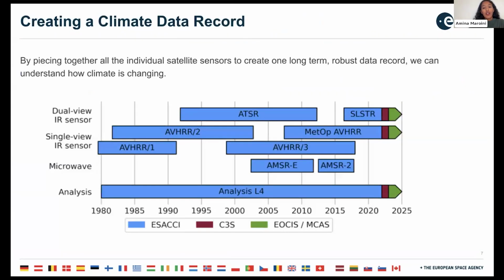So to create a climate data record, what we do is piece together a series of individual satellite sensors to create a long-term climate data record that is robust to see how climate is changing across the years. So here, for example, is the ensemble of sensors that were used to compute the land surface temperature ESA CCI dataset.